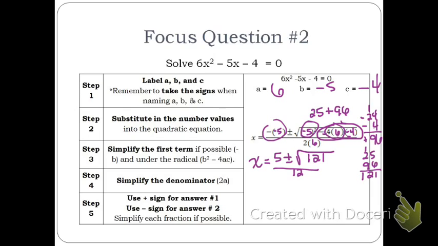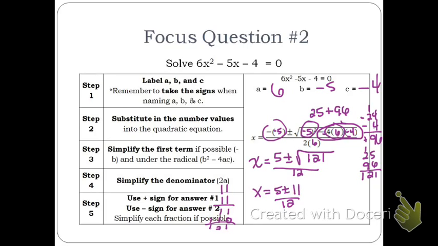Square root of 121, what is that? I think it's 12, isn't it? 5 plus or minus 12, or is it 11? Let me check. I was wrong, it's not 12, it's 11. Because 11 times 11 is 121, that's where that came from. All over 12.